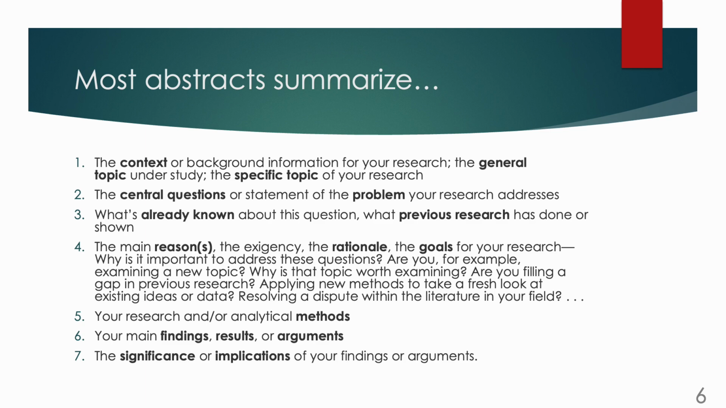Now that I've described what abstracts should and shouldn't do, let's talk a little bit about what actually goes into summarizing the abstract. First, you should cover the context or background information for your research. This is the general topic under study, the specific topic of your research. Second, include the central questions or a statement of the problem your research addresses. Third, identify what's already known about this question, what previous research has done or shown.